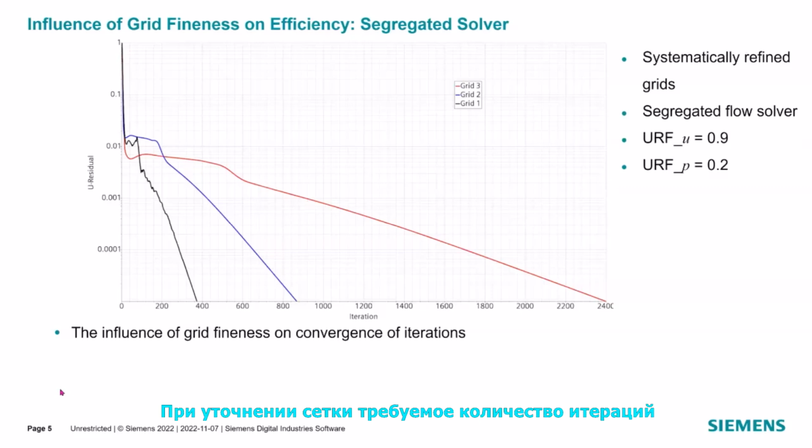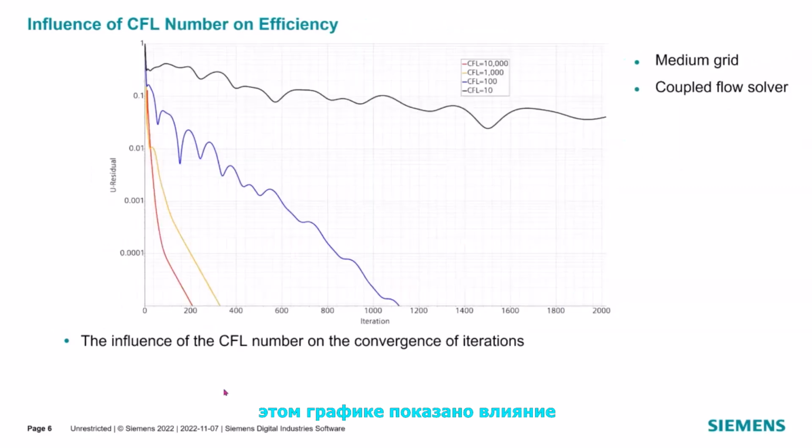The required number of iterations increases over proportionally when the grid is refined. The same ratio would be obtained if another under-relaxation factor for velocities was used, as long as it is kept the same on all grids. This plot shows the influence of the CFL number on the convergence of iterations when computing the flow on a medium grid using the coupled flow solver.